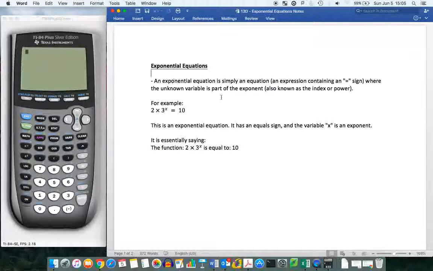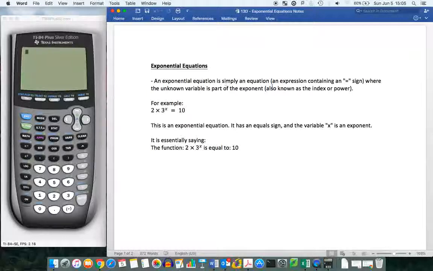So an exponential equation is basically the end result of what we've been doing so far. We've been looking at exponential functions, how they work. An exponential function shows the relationship between x and y, given that the variable x is the power of something. So an exponential equation is when a function equals something.